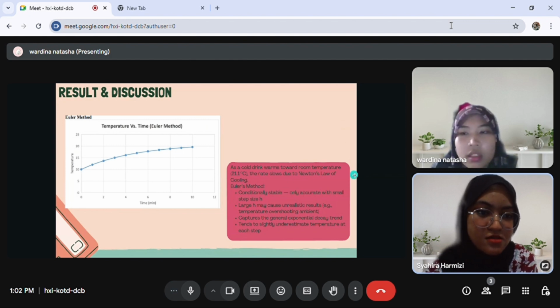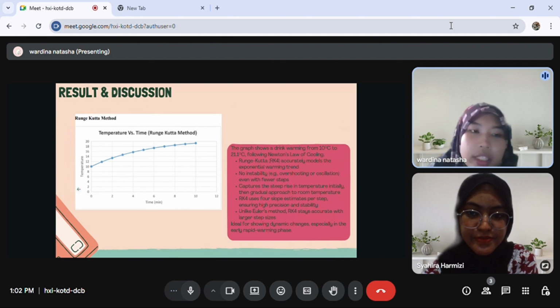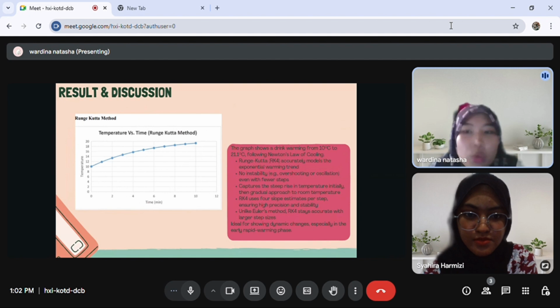Next, for the Runge-Kutta method, we also plot the graph, and this graph shows a drink warming from 10 degrees to 21.1 degrees Celsius. The Runge-Kutta method accurately models the exponential warming trend. It has no instability, such as overshooting or oscillation, even with fewer steps. And it captures the steep rise in temperature initially, then the gradual approach to room temperature.